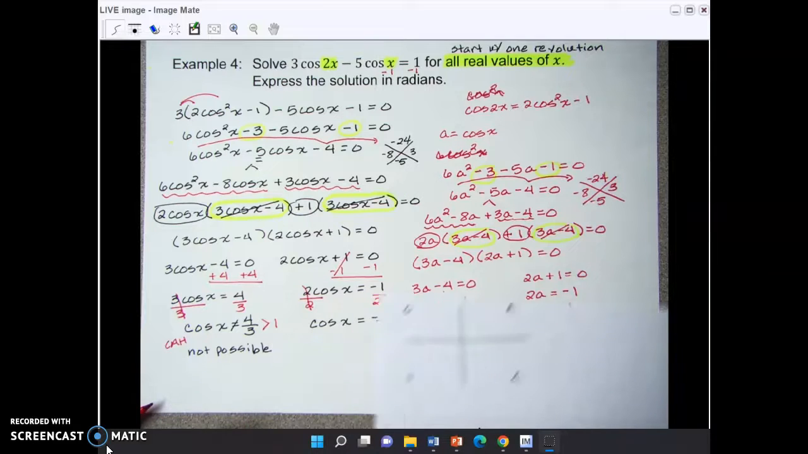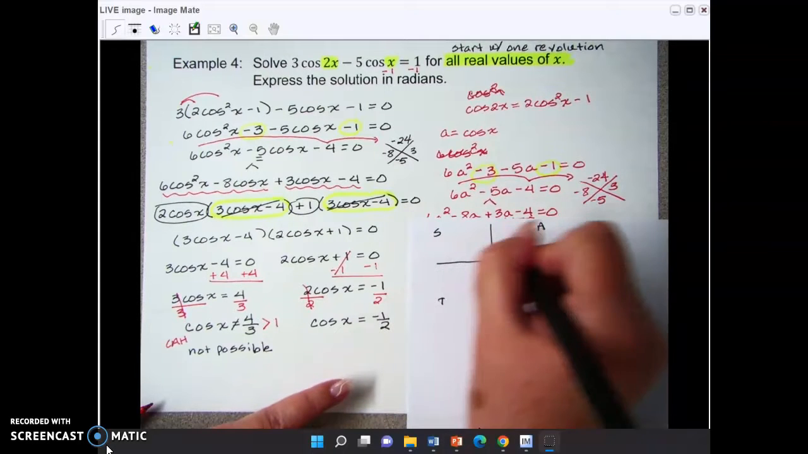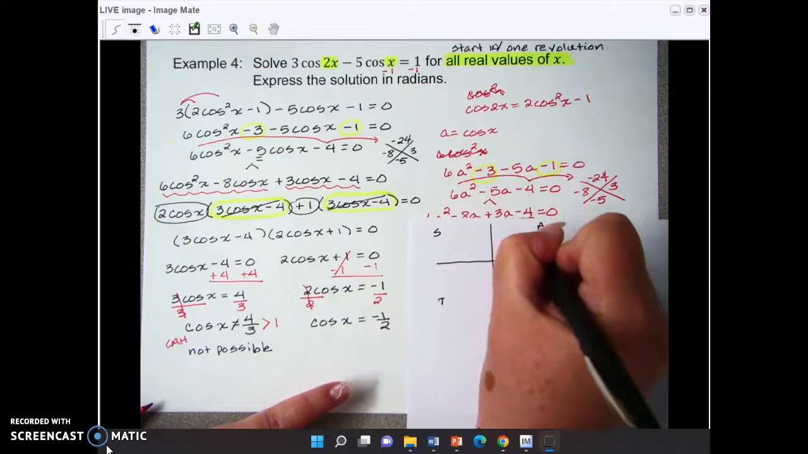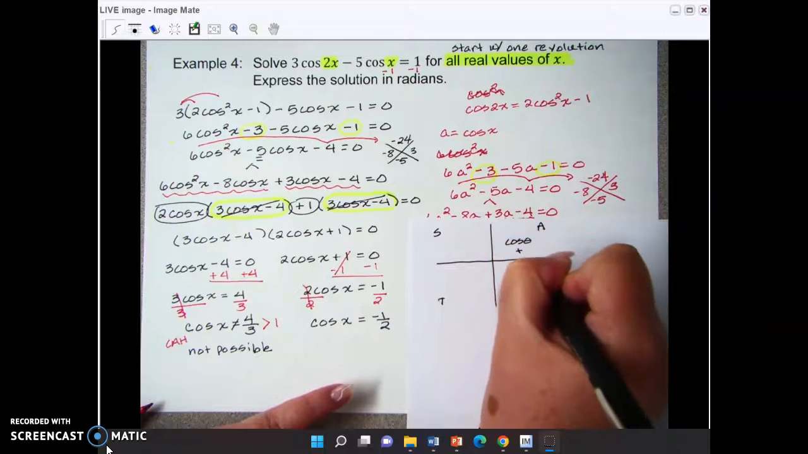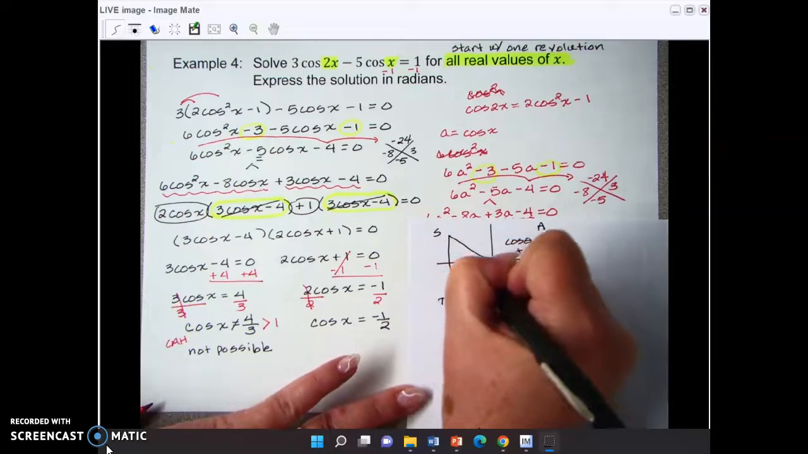I'm going to move this over here just so you can see it better. So cosine of x is negative here. Cosine of theta is positive. So that means it's over here where cosine is allowed to be negative.